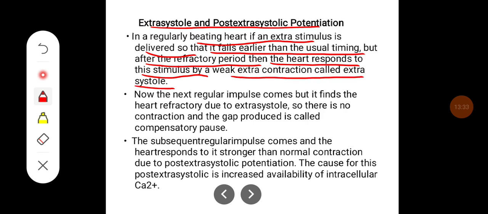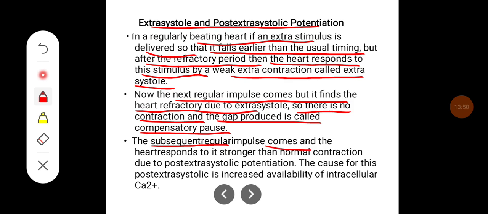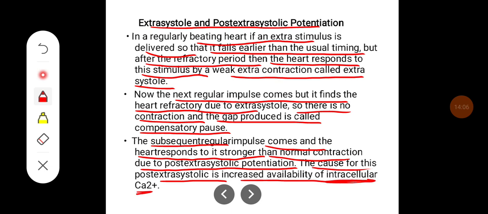Now, the next regular impulse comes, but it finds the heart refractory due to the extrasystole. So there is no contraction, and the gap produced is called the compensatory pause. The subsequent regular impulse comes and the heart responds to it stronger than the normal contraction due to the post extrasystolic potentiation. The cause for this post extrasystolic potentiation is increased availability of intracellular calcium.